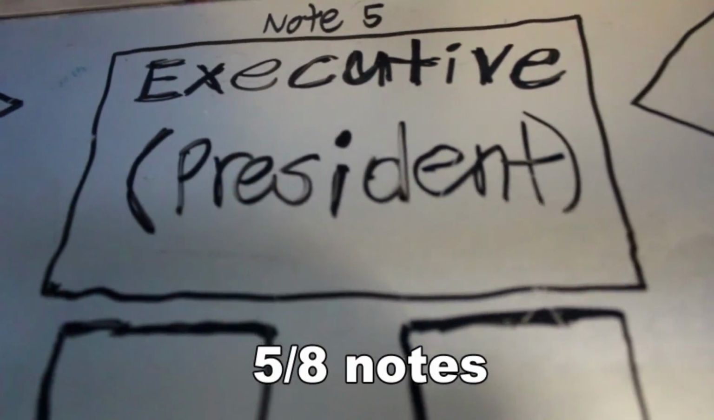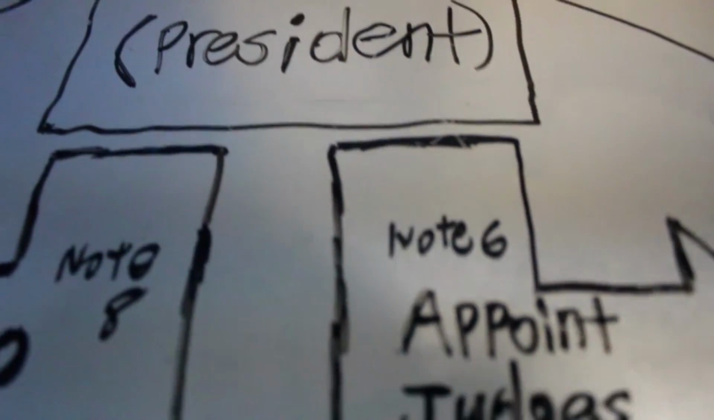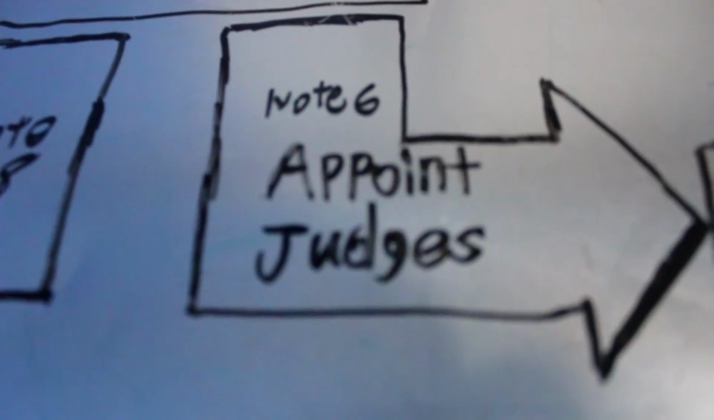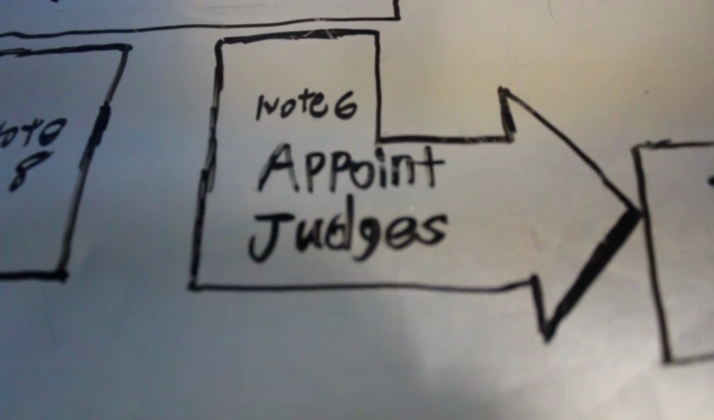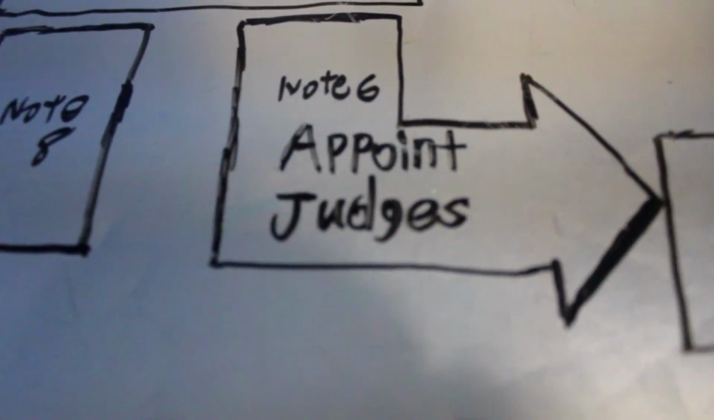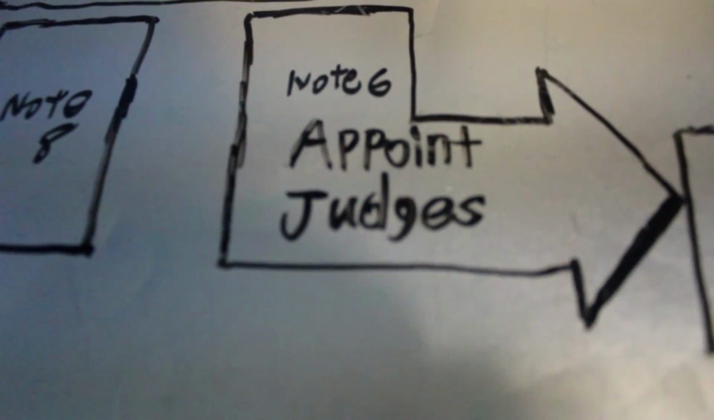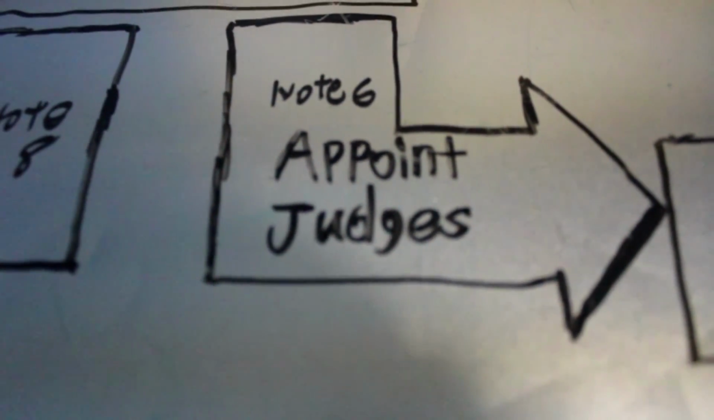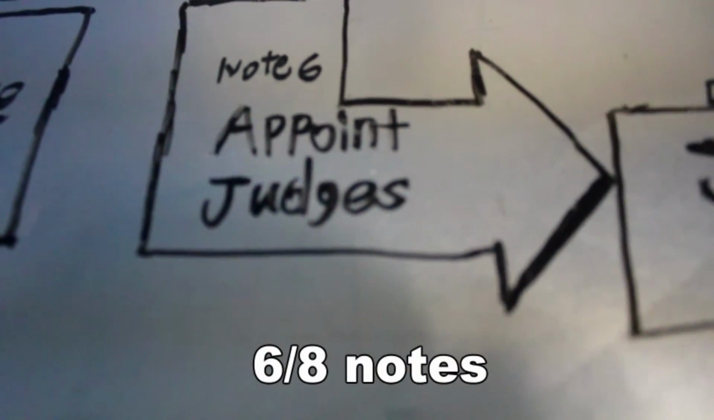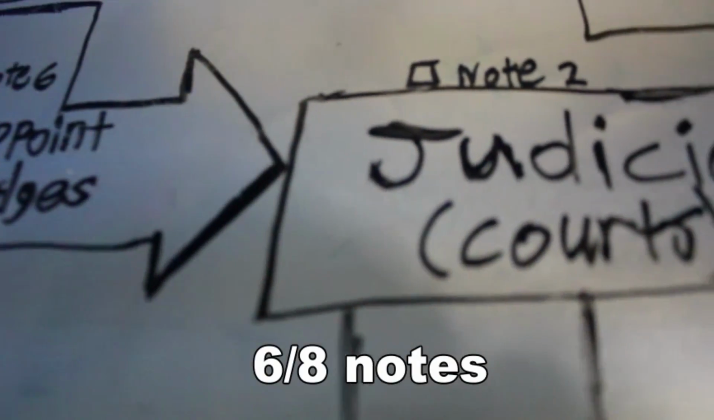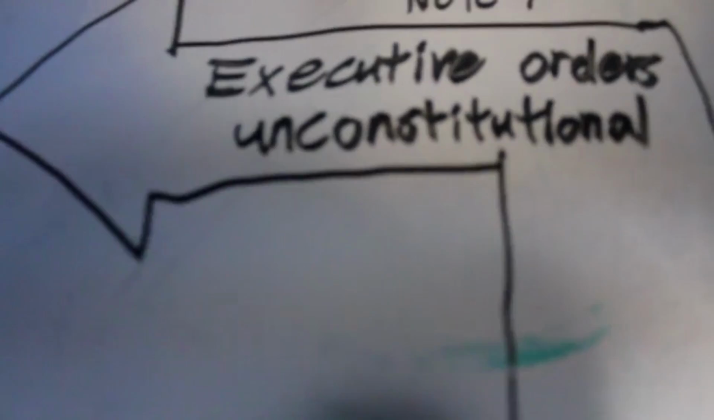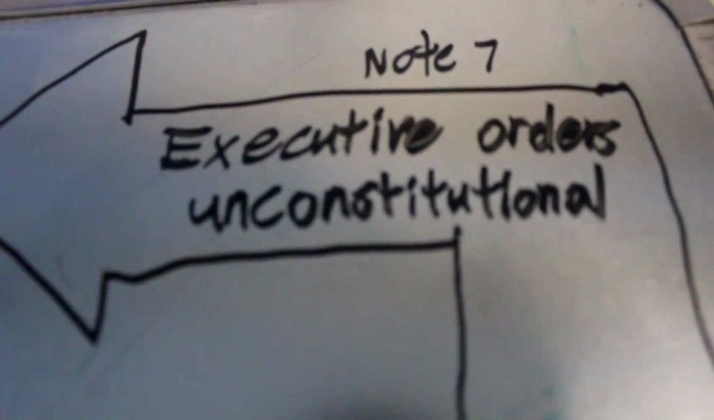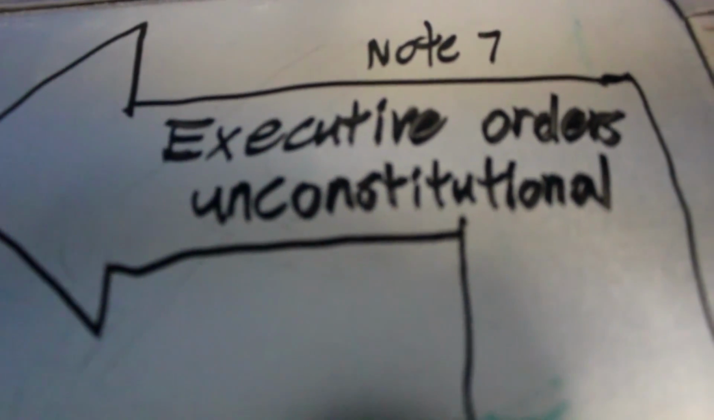Alright, so Slender is almost on your tail. You have to go down here. The 6th note is called Appoint Judges, so you're going back to your 2nd note in the game after you grab the 6th note. Now Slender's behind you at all times. Now you have to walk up here, walk up here, walk up here. Executive orders unconstitutional. That's note 7.